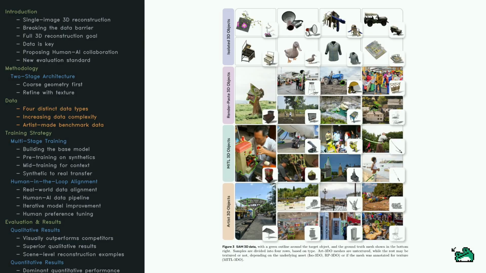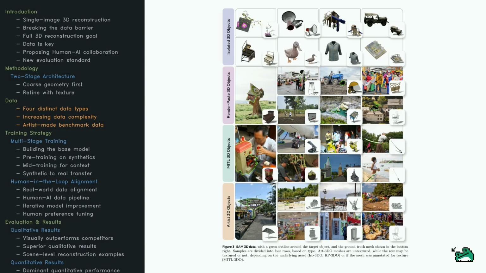Next, they graduate to render-paste 3D objects. This is like middle school. They take those clean 3D models and digitally paste them into real photos. So you might see a 3D stool sitting in the middle of a real-life market. This forces the model to learn how to find and understand an object's shape, even when it's surrounded by a busy, realistic background. Then comes the high school level, MITL 3D objects.